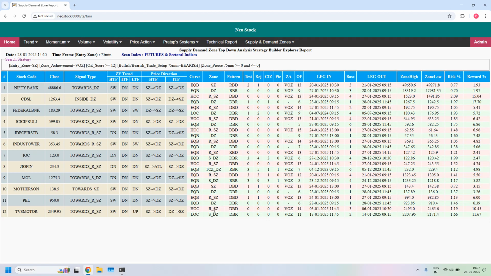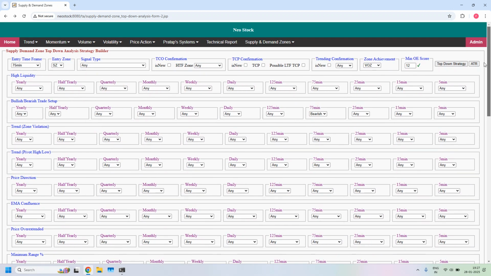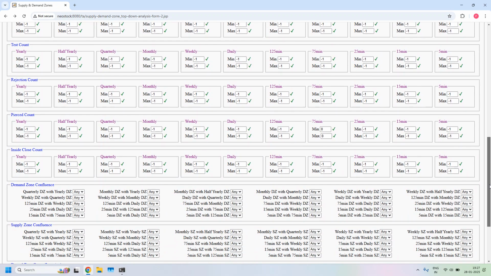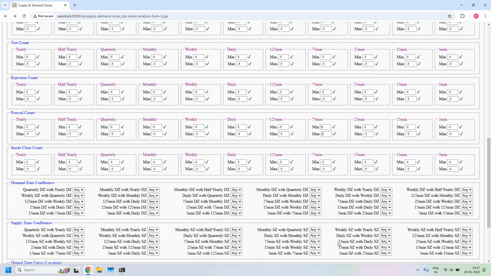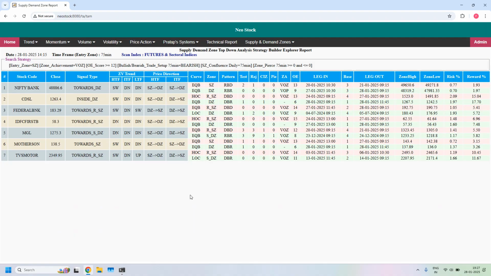In all these 75 minutes demand zones, some of these zones are high liquidity zones, the demand zones. Apart from that, we can add more high probability for these stocks by checking zone confluence. First filter is LTF, ITF demand zone confluence. LTF, ITF supply zone confluence. So in the supply zone confluence, I am enabling the filter 75 minute supply zone with daily supply zone confluence. With this filter, now the list has come down to 7 stocks.